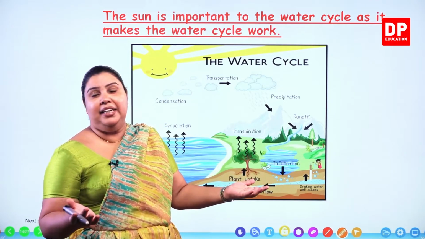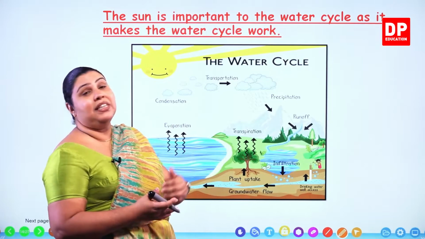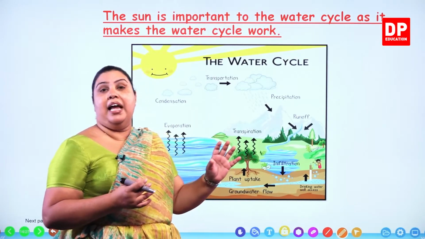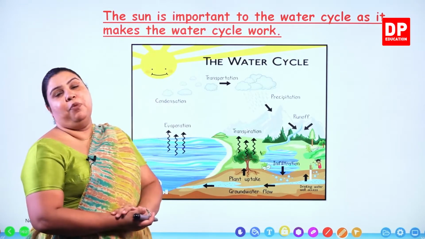So that is a cycle. We call it the water cycle. So to happen that, we need the help of the sun.